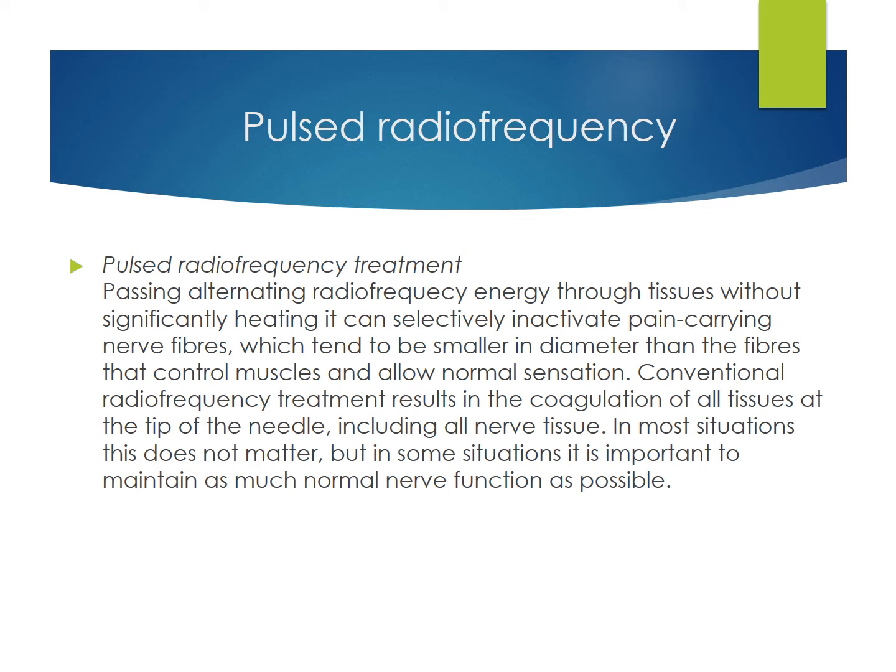Pulsed radiofrequency. Pulse radiofrequency treatment, passing alternating radiofrequency energy through tissues without significantly heating it, can selectively inactivate pain-carrying nerve fibers, which tend to be smaller in diameter than the fibers that control the muscles and allow normal sensation. Conventional radiofrequency treatment results in the coagulation of all tissues at the tip of the needle, including all nerve tissue. In most situations, this does not matter, but in some situations, it is important to maintain as much normal nerve function as possible.